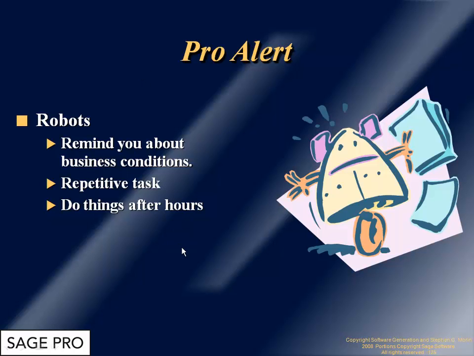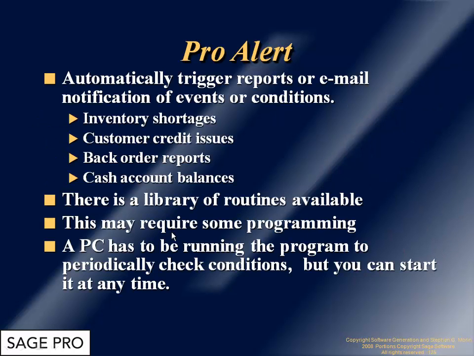Basically, ProAlert has a library of reports or email notification events or conditions to give you, and it can tell you different things like print a report of inventory shortage, print a report of customer credit issues, do backorder reports, cache. There's a library of these routines in the system, and there actually is a third-party library available too. In order to use ProAlert, you have to set up a PC, start ProAlert running, and have it sit there and wait for an event.